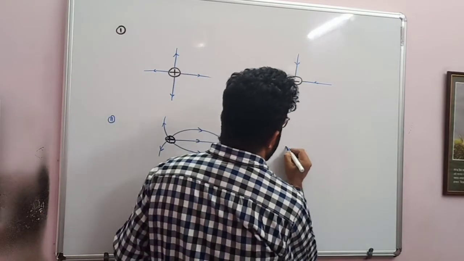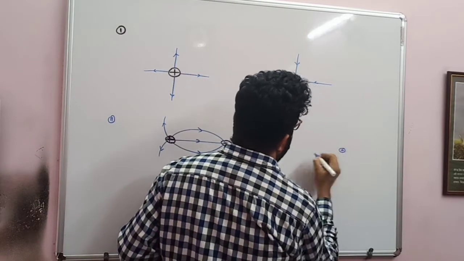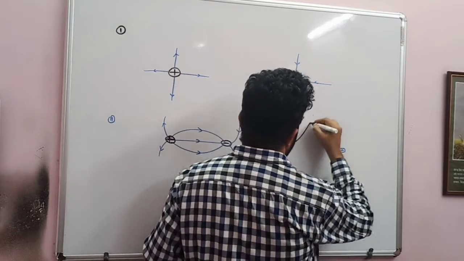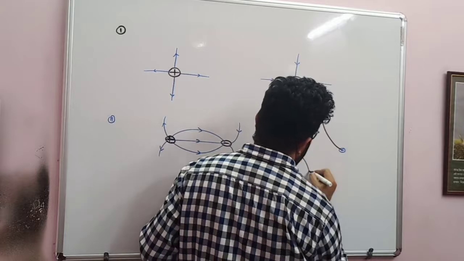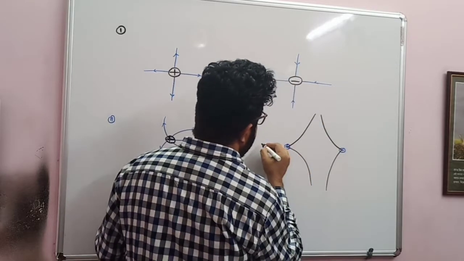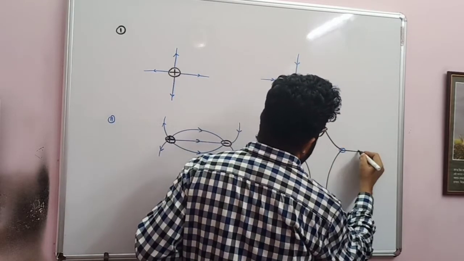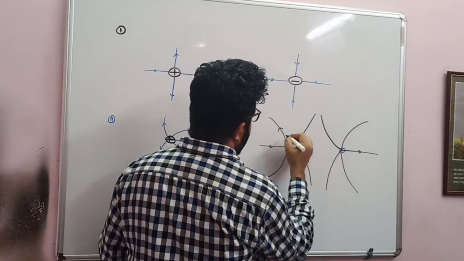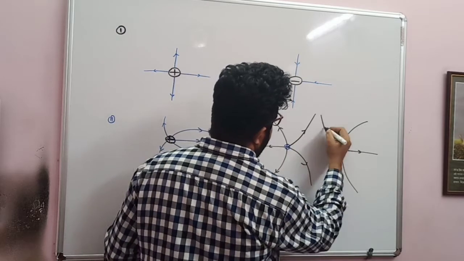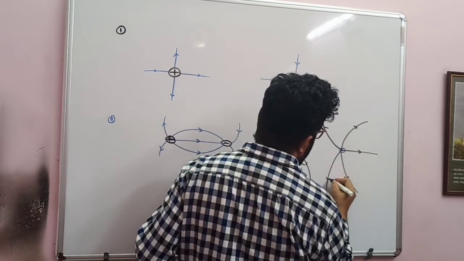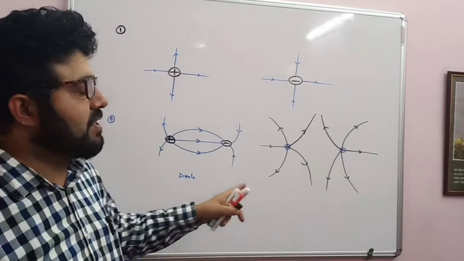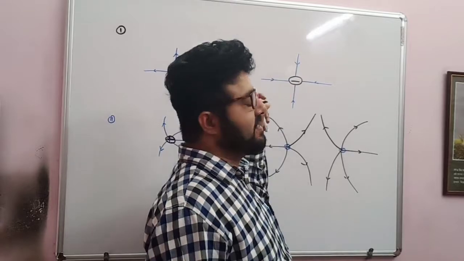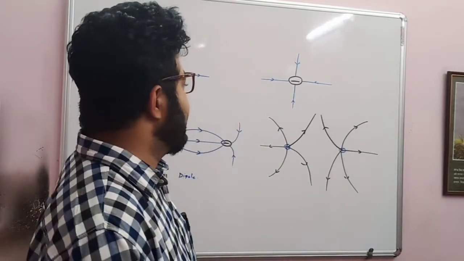Now if both are positive charges, then the electric field is repulsive in nature, and the lines don't touch each other, and the direction is away from the charge particles. Similarly, if both are negative charges, everything is the same, just the direction is inward, whereas in the previous case it was outward.